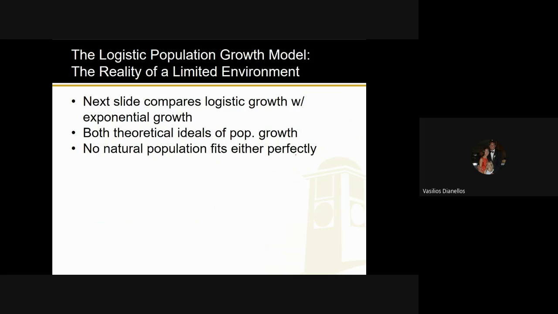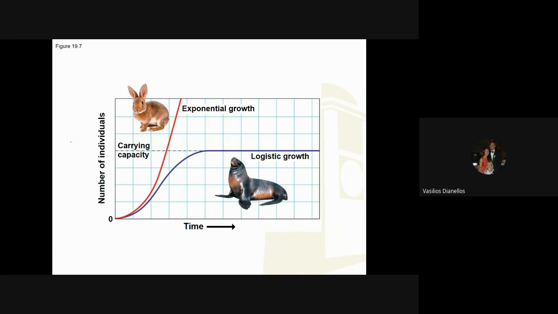All right, the next slide I'm going to show you compares both of them. We're going to look at logistic growth with exponential growth. Like I just mentioned, both of these are theoretical ideas of population growth, which is why there's the red line versus the actual black dots of data. And no natural population fits either one perfectly. Here we have exponential growth on the left in red and logistic growth in blue. So you can see both of them on the same slide.